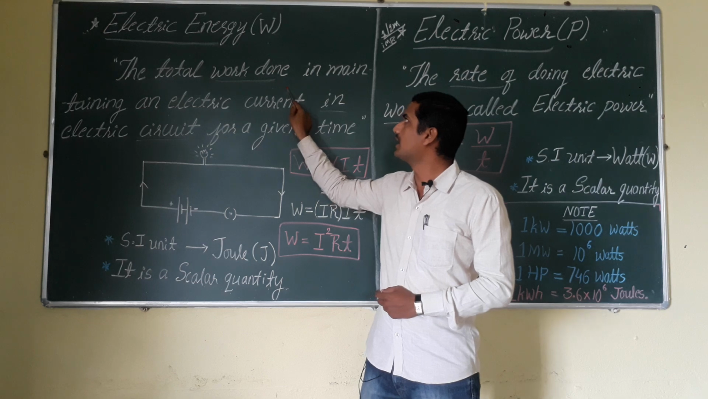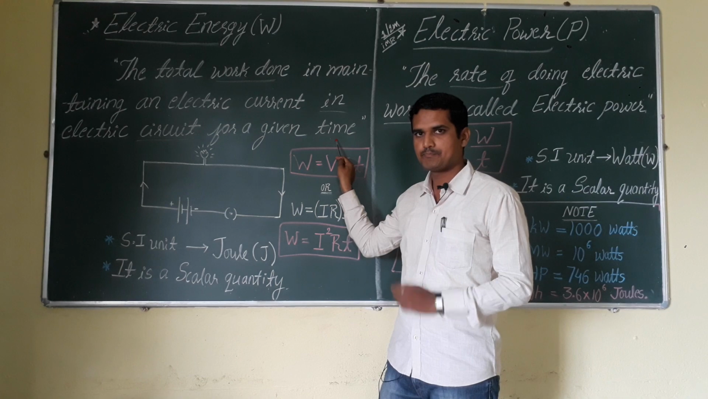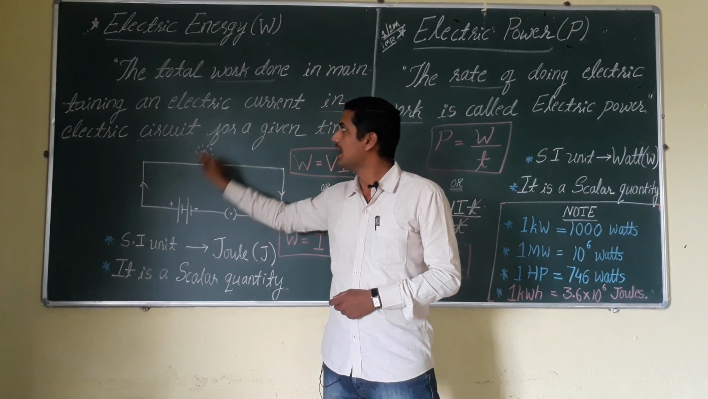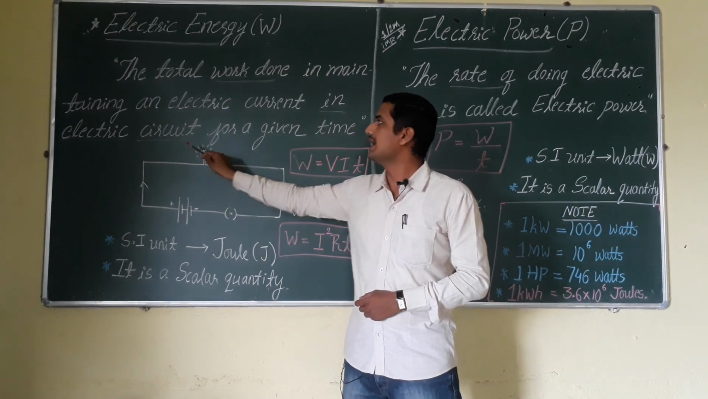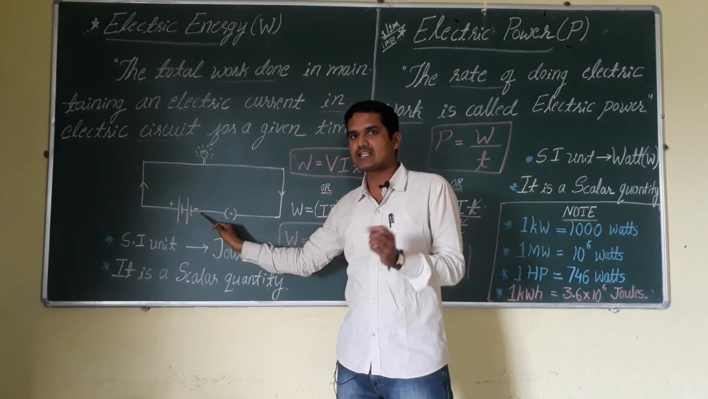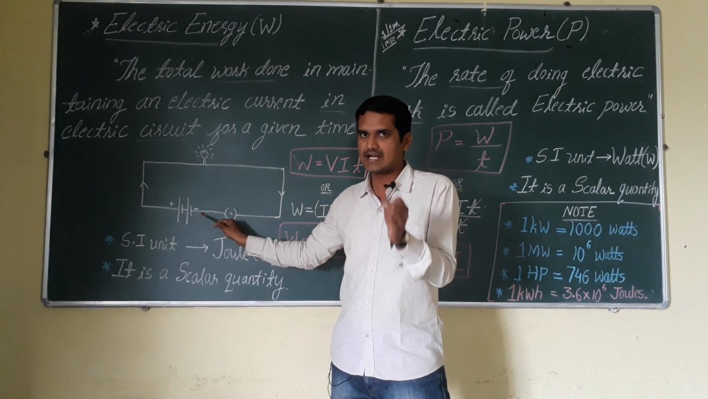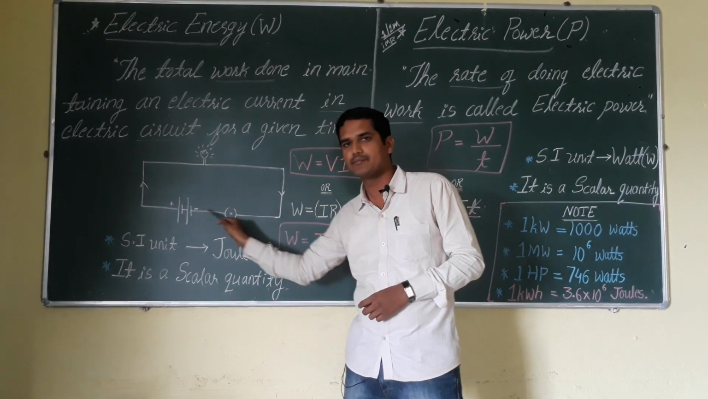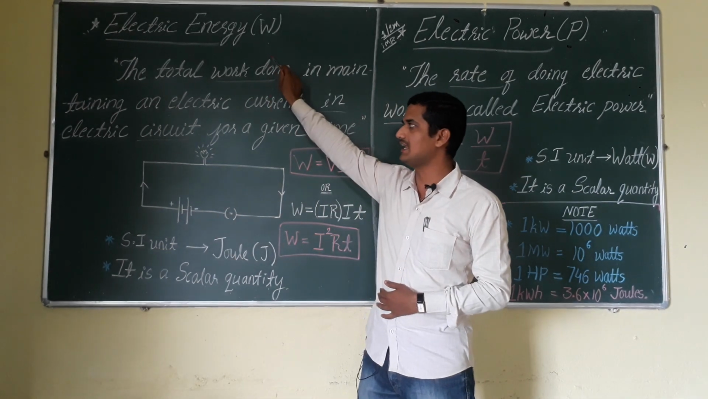The total work done in maintaining an electric current in the electrical circuit for a given time. That means the total work done, the electrons start flowing, that is the work done, in maintaining the electric current in the electric circuit for a given time. From this point to this point, when the charge or electron is flowing, a certain amount of time is required. That's why we can simply say it is the total work done in maintaining the electrical current for a given amount of time. That simple concept is called electrical energy.